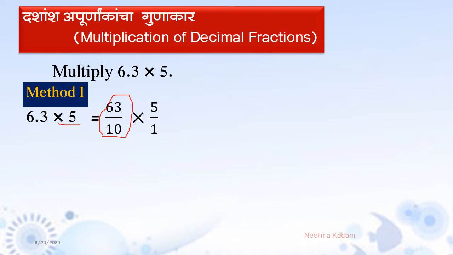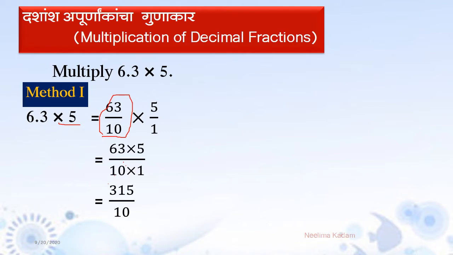Now we have learned in the multiplication of fractions that when 2 fractions are to be multiplied, we have to do the multiplication of numerator upon multiplication of denominator. So 63 into 5 upon 10 into 1. Now 5 1s are 5, 5 2s are 10. Otherwise, sorry, let's multiply numerator first. 63 into 5 only. So 63 into 5, it will become 315 upon 10.